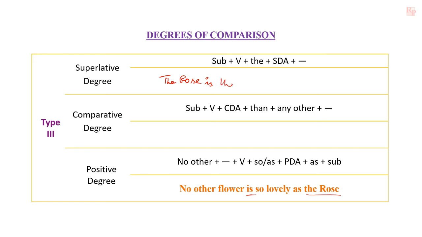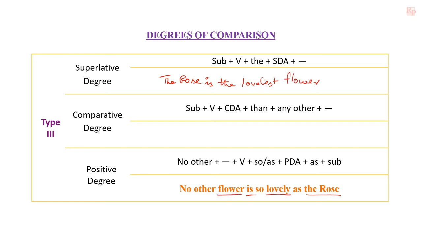The article "the" should be used, and the superlative form of the adjective should be mentioned here. This is lovely, lovelier, loveliest. So, loveliest. The rose is the loveliest, and what is the common noun here? Flower. We should write that flower.